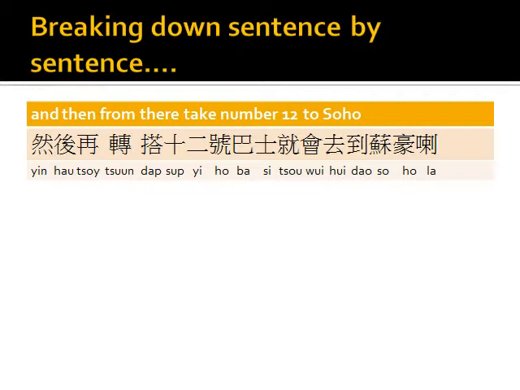So the full sentence said 然後再轉搭12號巴士就會去到蘇豪啦, which means "and then from there take number 12 to Soho." La in this case is just a particle for more or less an emotional expression. I'll probably explain this in another course.